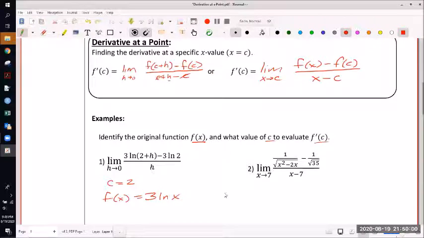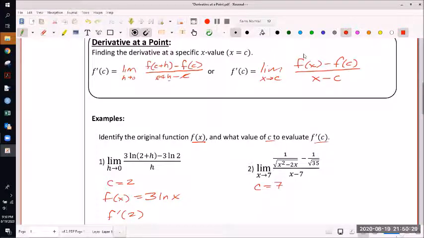All over h. Okay, so what we're trying to find here is f prime at 2, the derivative of the function at x equals 2, or again, that's the slope of the tangent line, the instantaneous rate of change of the function at x equals 2. Over here, we see that this follows more this pattern right here. So we have the x going to 7, x going to c. So in this case, c would be equal to 7.